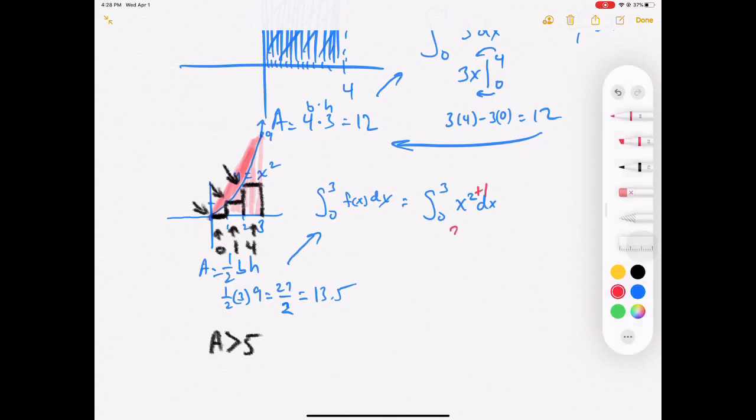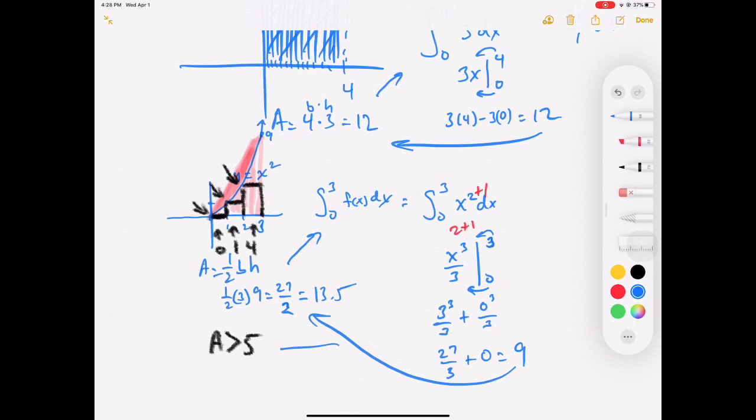So plus 1 over 2 plus 1, that's how we take the power rule. So it's going to be x cubed over 3, plug in 0 and 3. Once we take the integral, we plug in the 3, and then we subtract the 0. 3 cubed over 3 minus 0 cubed over 3. That'll be 27 over 3 minus 0, which is just 27 over 3, which is 9. And 9 is between these two possibilities, where this was an over and this is an under. And you can say 9 units squared, because this is an area.